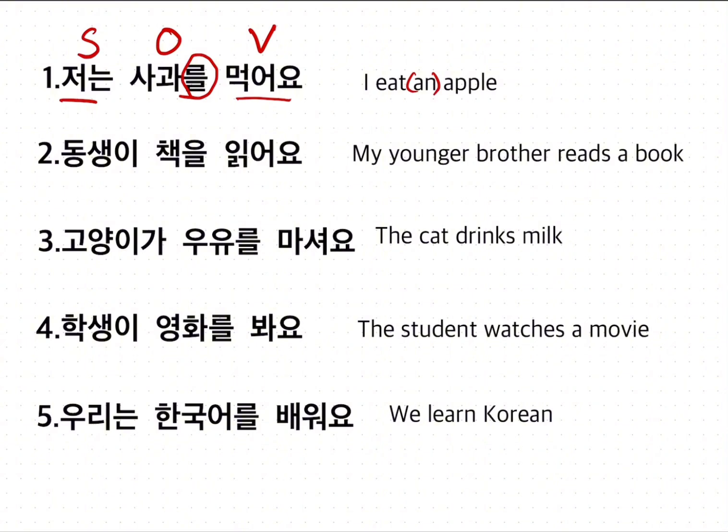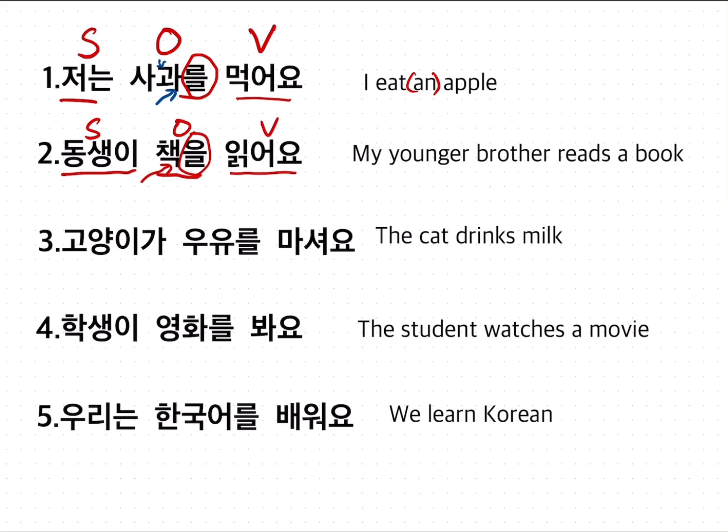So you can see here, for apple, 사과, it ends with a vowel, right? It's our consonant ㄱ with our vowel ㅘ, right? So it ends with a vowel. So it is followed by 를, okay? Number 2. 동생이, okay, younger brother or younger sister, okay? 동생이 책을, 책 is book, okay? 읽어요, to read. So subject, object, verb. 동생이 책을 읽어요. So why is it 을? Because 책 ends with ㄱ, a consonant, right? We have a 받침 here, for 책.